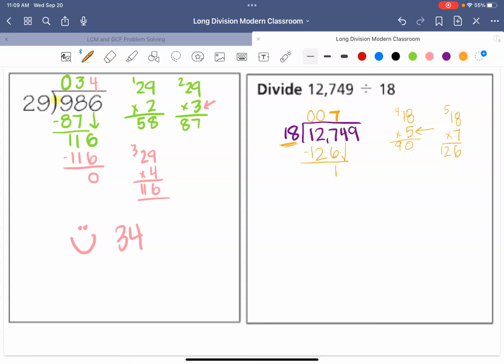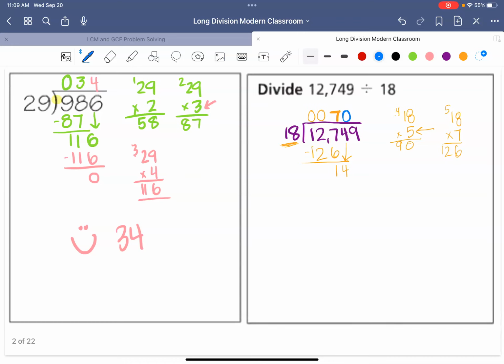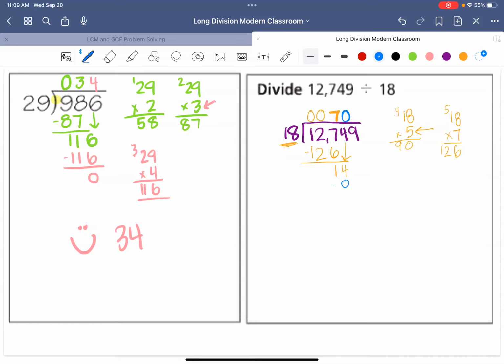Okay, now I bring down the 4, and now I start the whole process over again. If I have 14 cookies, is that enough for my 18 students? It's not. I will have 0 happy students. So I'm going to put that 0 up there. It will not go into 18. It's not big enough. There's not enough cookies. Okay, so then that's going to be 0 cookies, and I'll get a remainder of 14, and then I can bring down the 9, right?